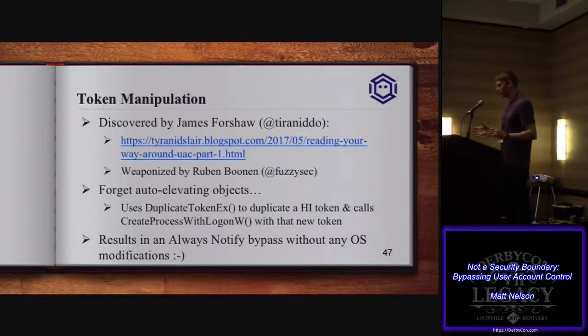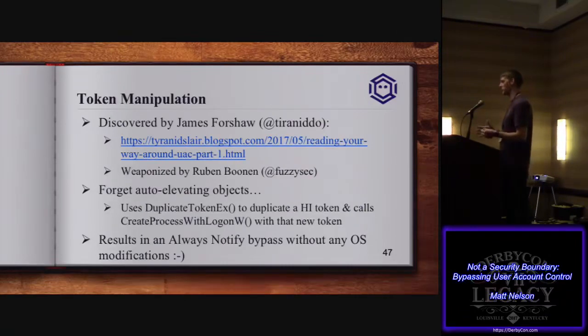So he did a three-part blog series on reading your way around UAC, and this puts the nail in the coffin as far as elevation goes, and how attackers can actually elevate their way up. So he did a blog post, and then Fuzzy Sick implemented it or weaponized it in a PowerShell script, and so with this technique, you can forget finding all of those auto-elevating objects.